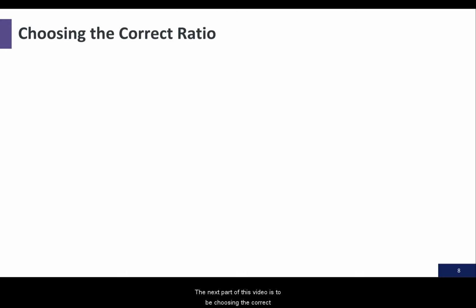The next part of this video is to be choosing the correct ratio, which is either sine, cosine, or tangent. Now we'll be using something called SOHCAHTOA to help me, and SOHCAHTOA is just an acronym for how to solve right angle triangle trigonometry.